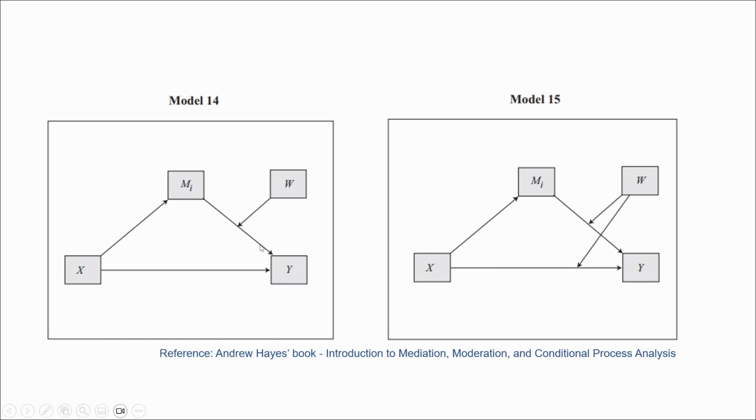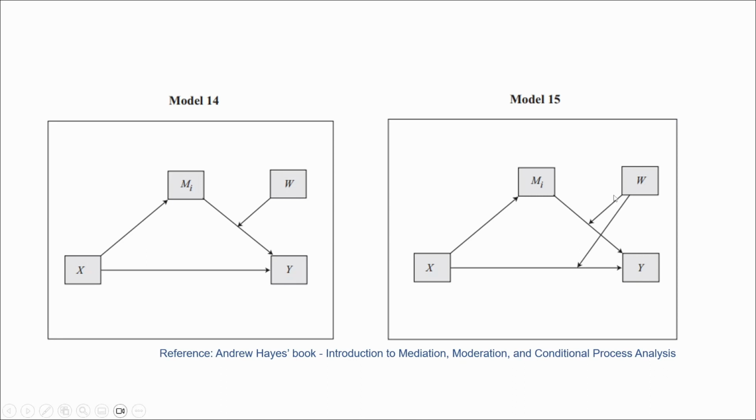On the other hand, sometimes there's no interaction effect in the C path, but there's an interaction effect in the B path. For this case, you're going to use model 14. In some situations, you might encounter a case where the C path and the B path both have interaction effects. For this case, you are going to use model 15. There are other moderated mediation models as well. If you want to learn more, definitely read this book to see what kinds of models have been discussed in it.